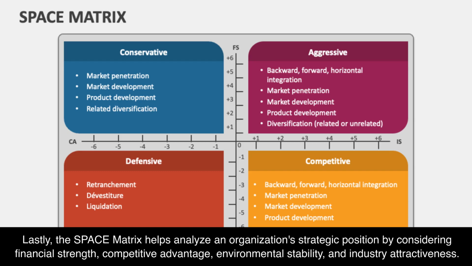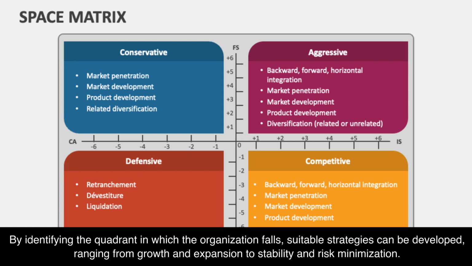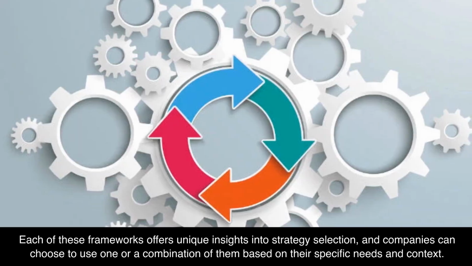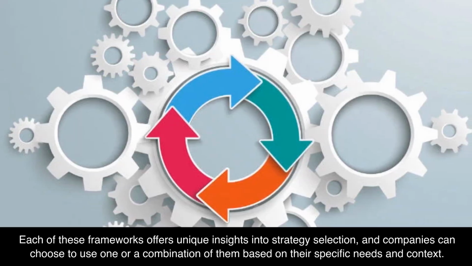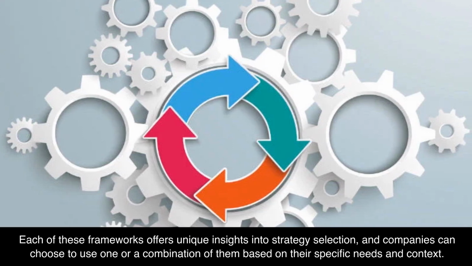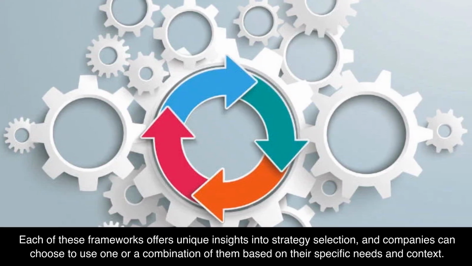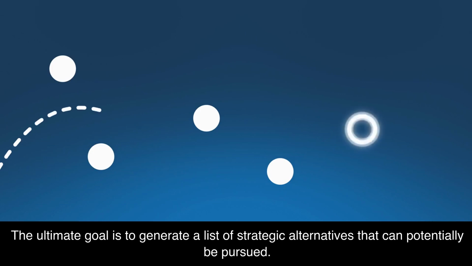Lastly, the Space Matrix helps analyze an organization's strategic position by considering financial strength, competitive advantage, environmental stability, and industry attractiveness. By identifying the quadrant in which the organization falls, suitable strategies can be developed, ranging from growth and expansion to stability and risk minimization. Each of these frameworks offers unique insights into strategy selection, and companies can choose to use one or a combination of them based on their specific needs and context. The ultimate goal is to generate a list of strategic alternatives that can potentially be pursued.